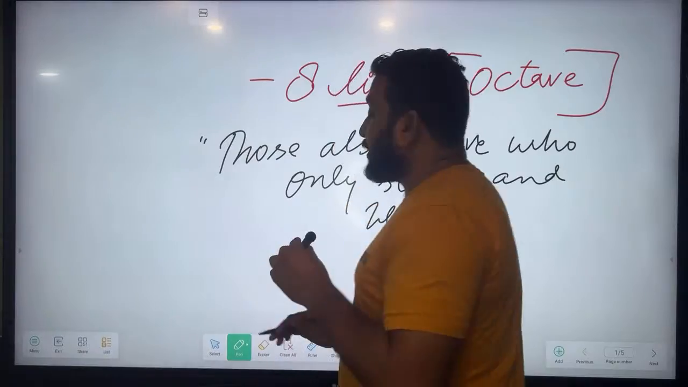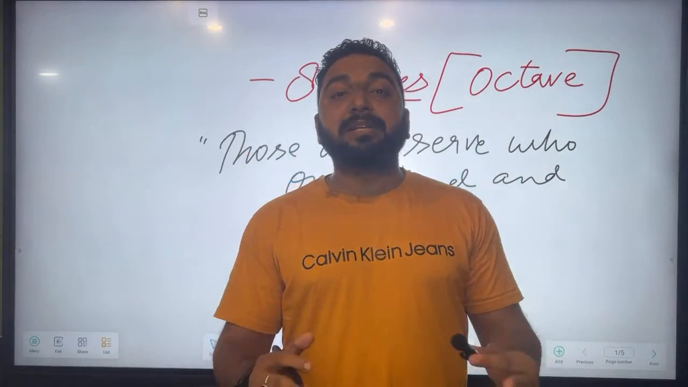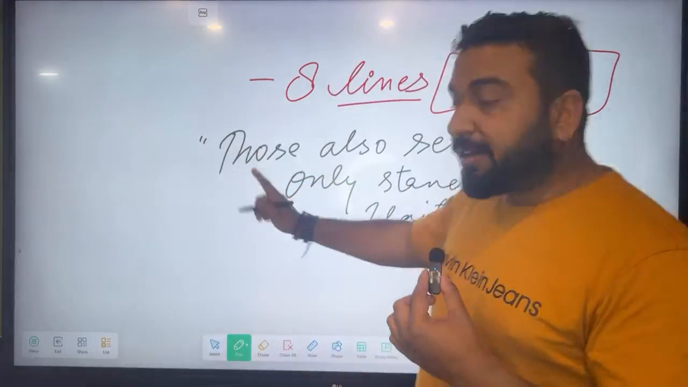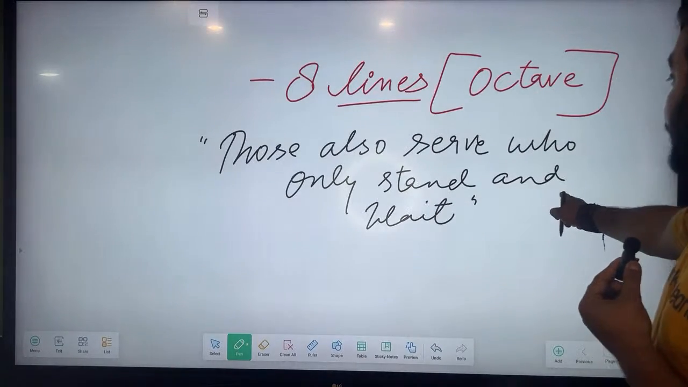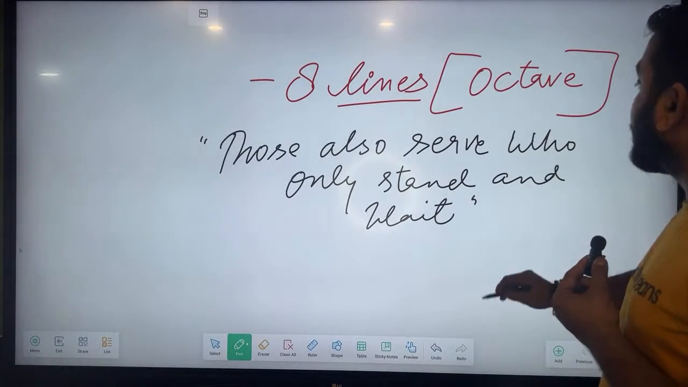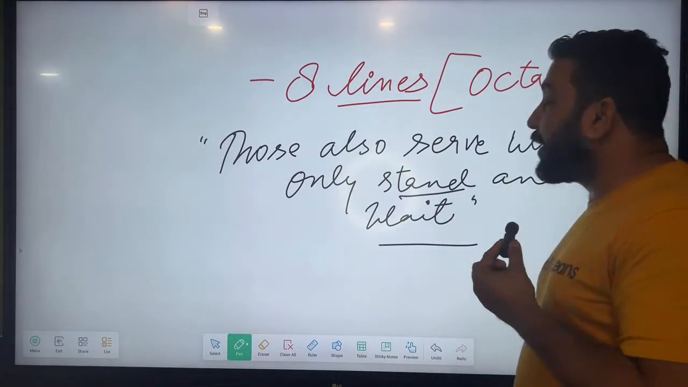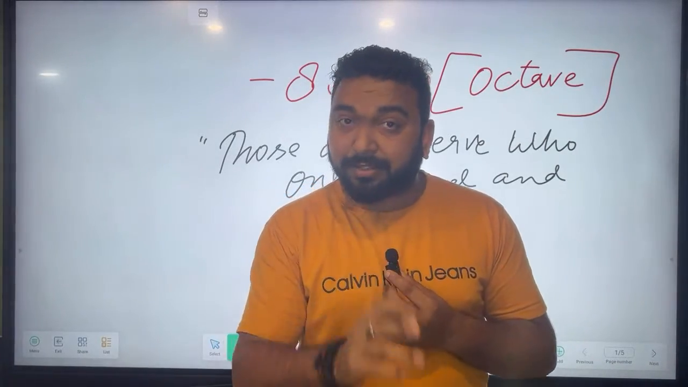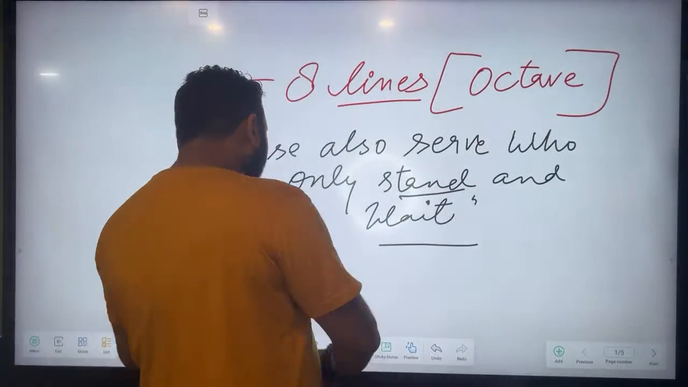He says, I am ready to serve my God with my folded hands. Means I'm waiting for the order and my wait itself is the service. Those also serve who only stand and wait. So even if you're loyal to God, waiting for the command of God, that is a service. That was the last line, and that was the example of a Miltonic sonnet.